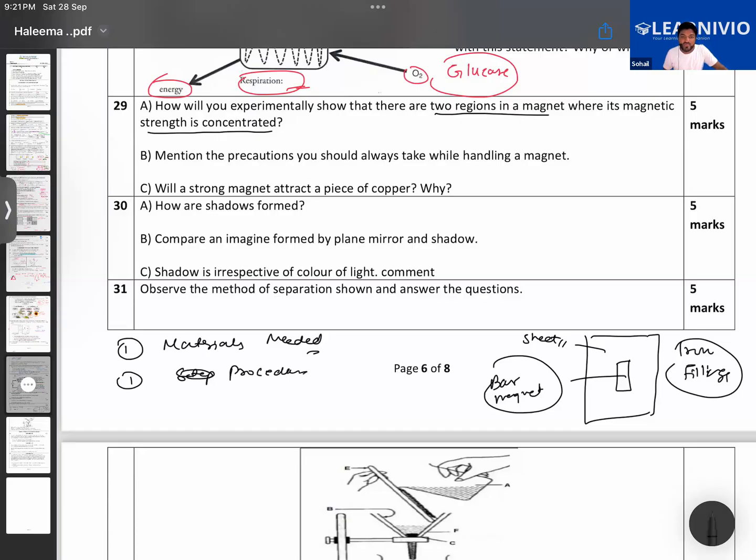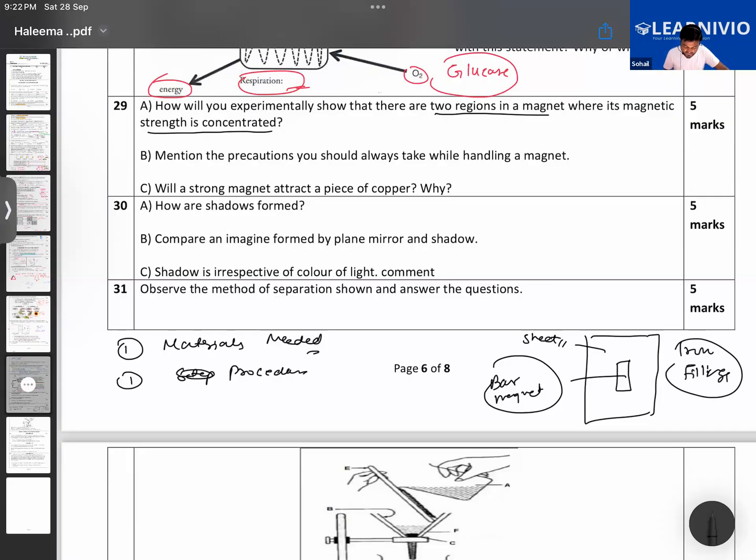So you're going to place the bar magnet on a flat surface and cover it with a sheet of paper. Basically, take a sheet of paper and put a bar magnet on it, and gently sprinkle some iron filings over the paper. Make sure you cover the area around the magnet, and then tap the paper lightly to allow the iron filings to settle according to the magnetic field here.